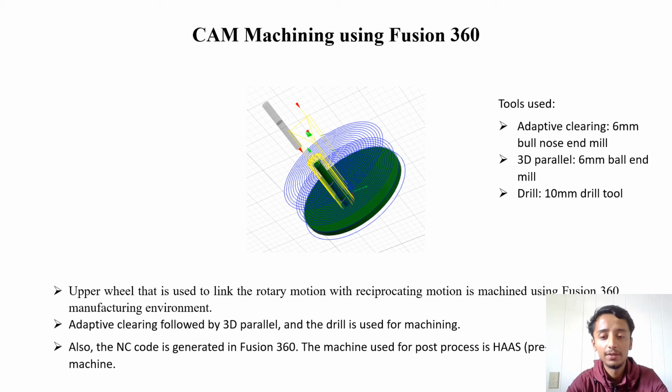Firstly, we have used adaptive clearing for rough machining, where a 6 mm bull nose end mill is used as the tool, which is followed by a 3D parallel machining feature where a 6 mm ball end mill is used. And finally, the center hole is created by a drill using a 10 mm drill tool. The process is automated in Fusion 360 and the G-code is given by the software.